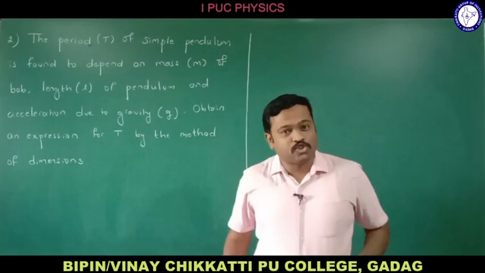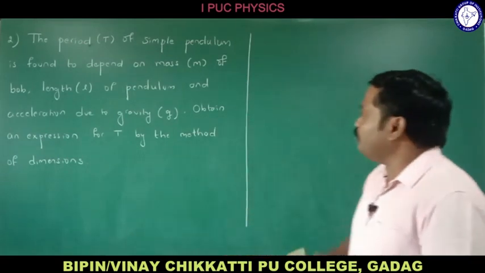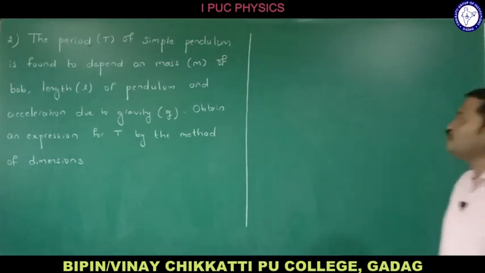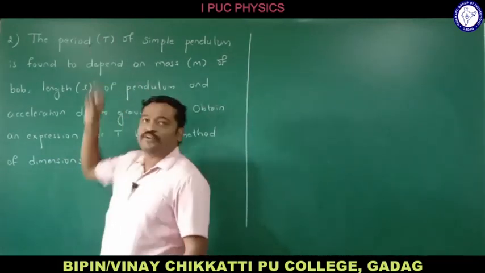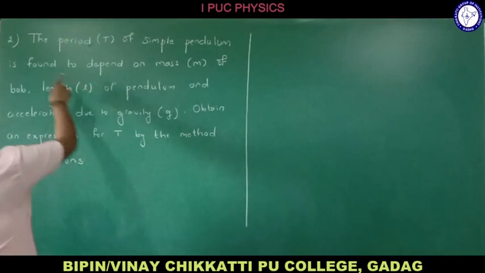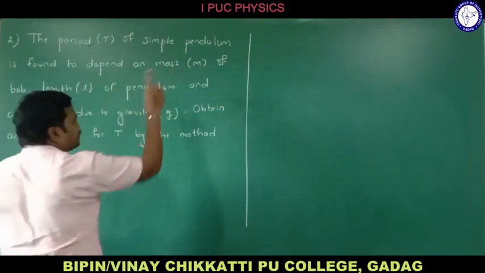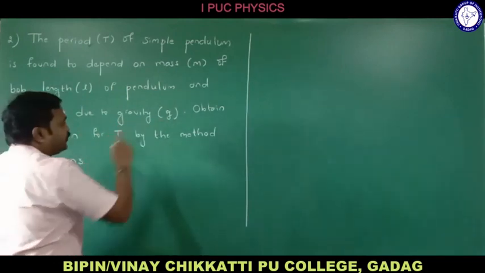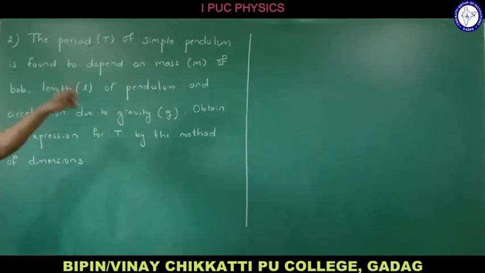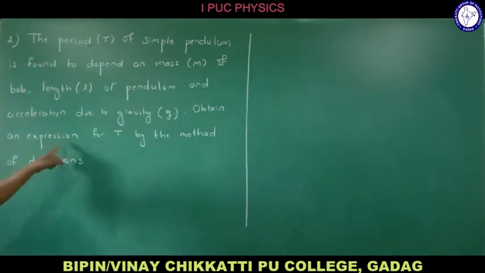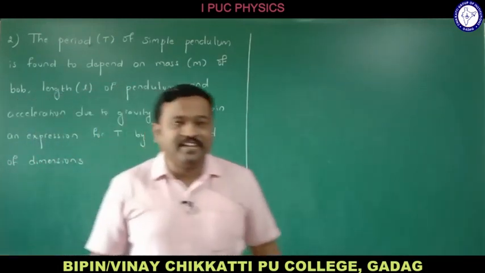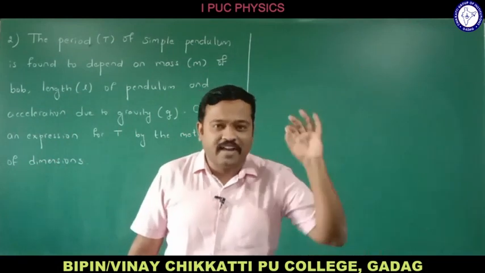Now let us solve the second problem. The period of a simple pendulum is found to depend upon mass, length of the pendulum, and acceleration due to gravity. Means the period depends upon three physical quantities. Obtain the expression for T. We need to derive the formula for T by using the method of dimensions.